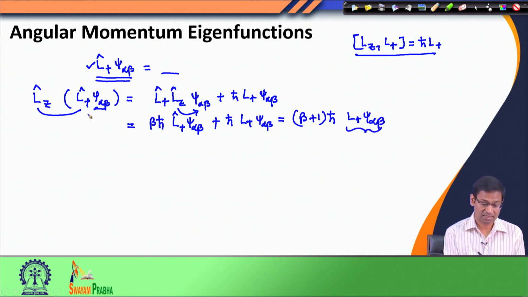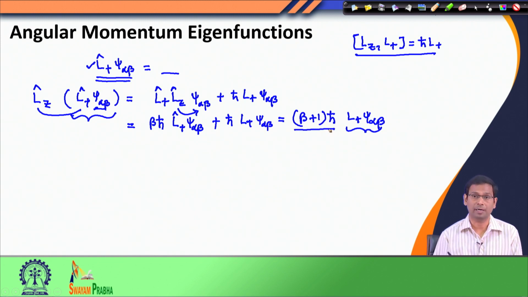So, in the left hand side and in the right hand side, what am I doing? I am trying to see the action of the Lz operator on this function L plus psi alpha beta. I see that this function L plus psi alpha beta is an eigenfunction of the Lz operator with the eigenvalue beta plus 1 h bar. If psi alpha beta is an eigenfunction of the Lz operator, then L plus psi alpha beta is also an eigenfunction of the Lz operator with an eigenvalue of beta plus 1 h bar. So, this is what I obtained from this relation.